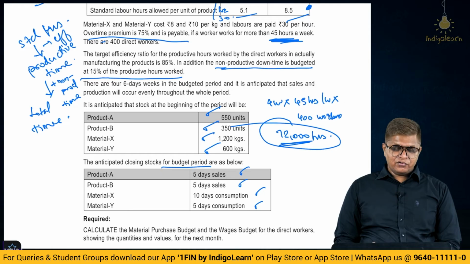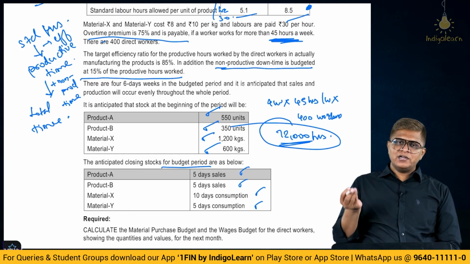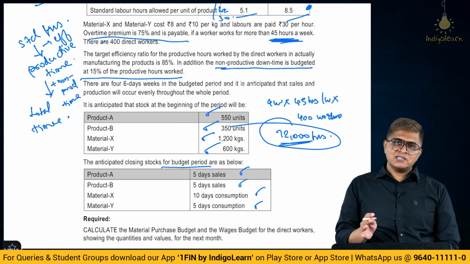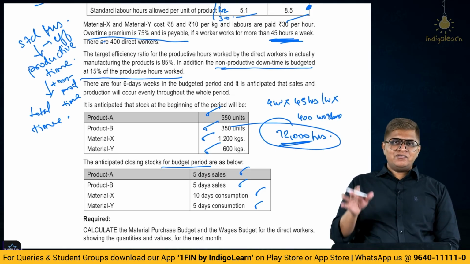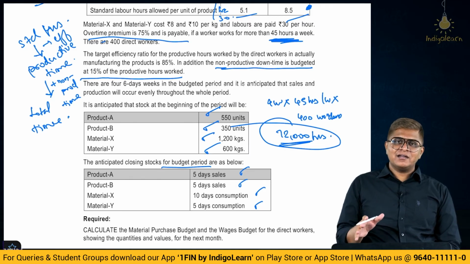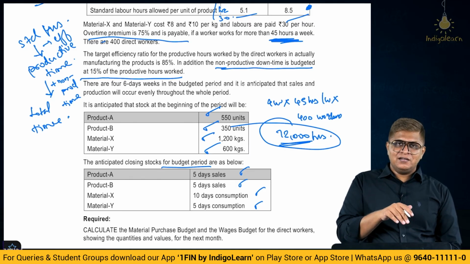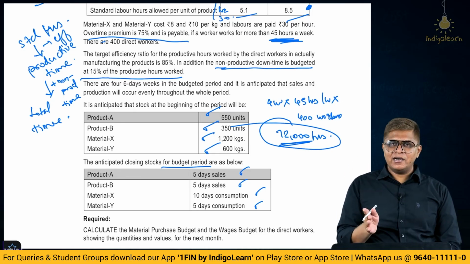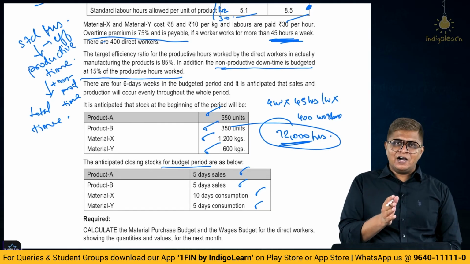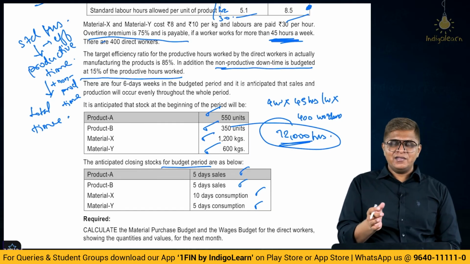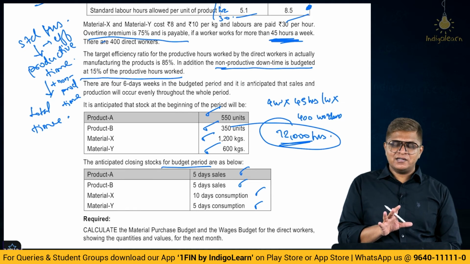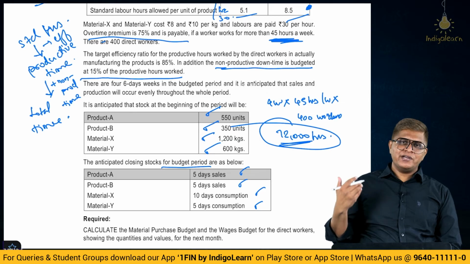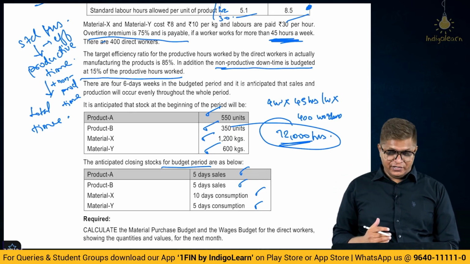So first and foremost, we will have to understand how many units of product A and B are to be manufactured. Once we know that, we will understand how much is the material consumption requirement. Once we know the material consumption requirement, we will understand how much material is to be bought. Also, once we know how many units are to be produced, we will understand how much standard time is required, how many productive hours are required, how much addition we have to do towards non-productive time, and how much is the total direct labor hours required. So all those computations will follow one after the other, but the starting point definitely is going to be the number of units that we need to manufacture.